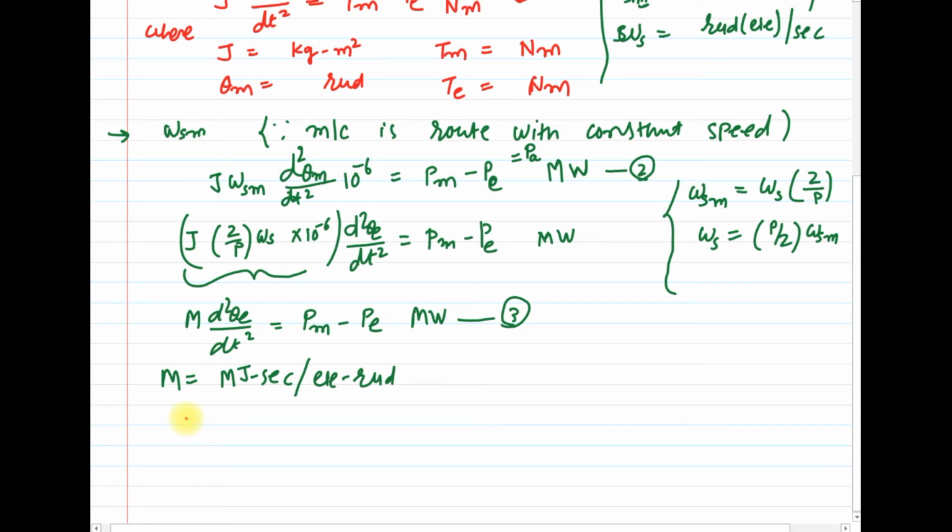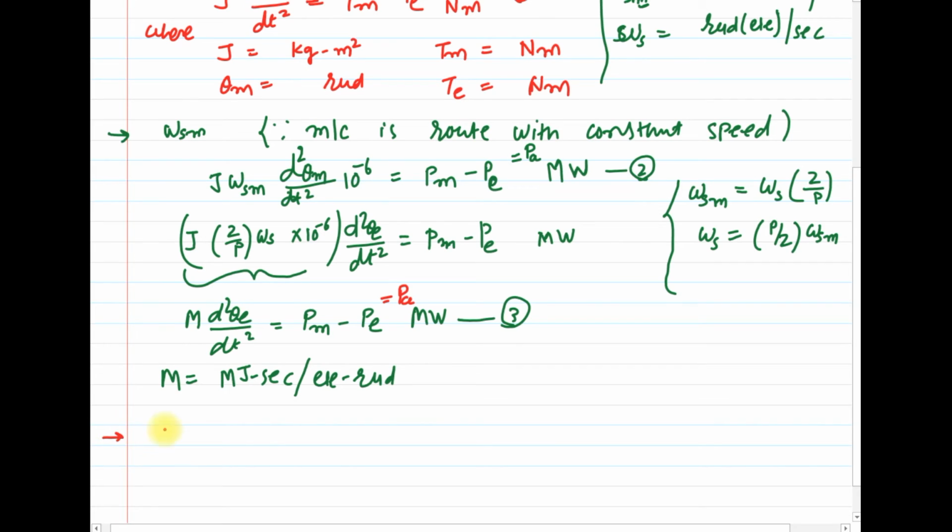We have derived or calculated the angle. This equation shows if a machine is rotated with m amount of moment of inertia with an angle of theta e, it will produce the power which is equal to Pm minus Pe, or I can say which is equal to Pa, the accelerating power. Clear? So here we have calculated the angle theta e.